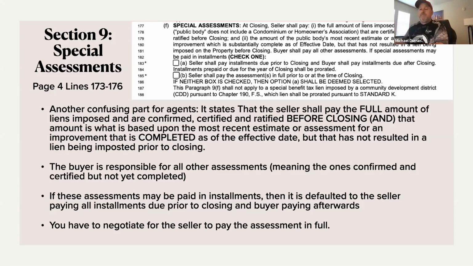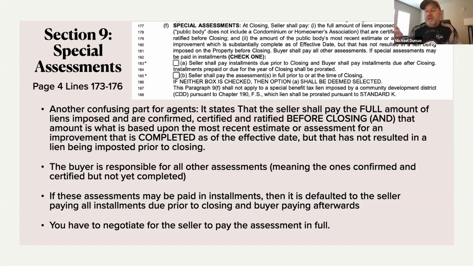Okay. Now, if the lien is already in place, and we're going to talk about that in a minute, and it's being paid in installments, then that's where the second part of this comes through. And that's the part that confuses people. Again, if the repair is completed and it's ratified and certified and the estimate is out, but the lien has not been put in place, then the seller is responsible for paying that full estimate or assessment. Okay. We'll come back to the second part about the installments in just a moment.